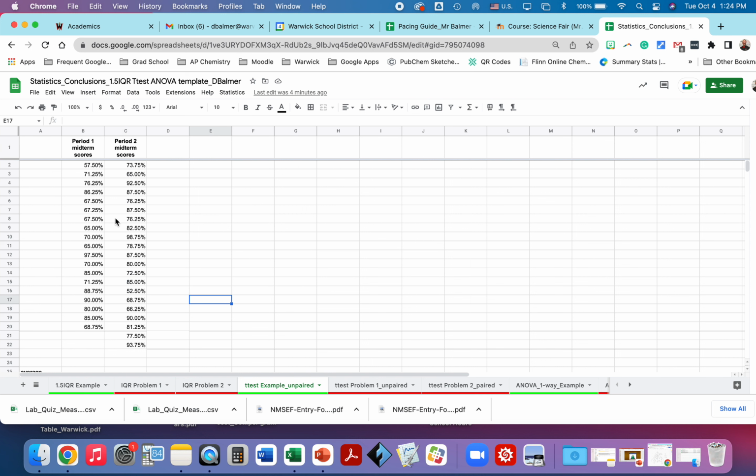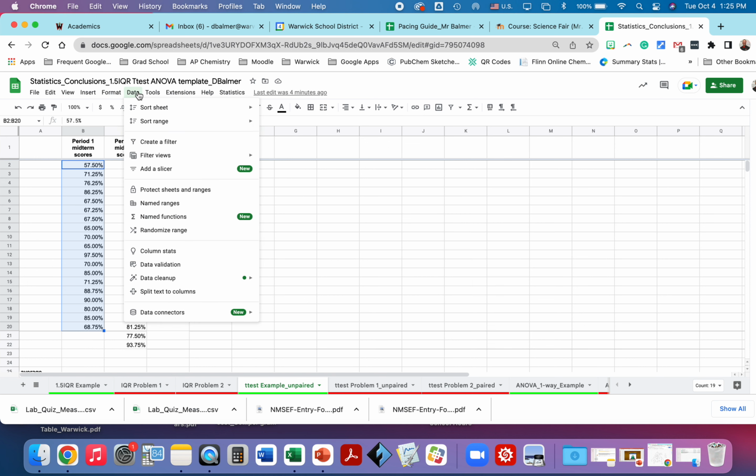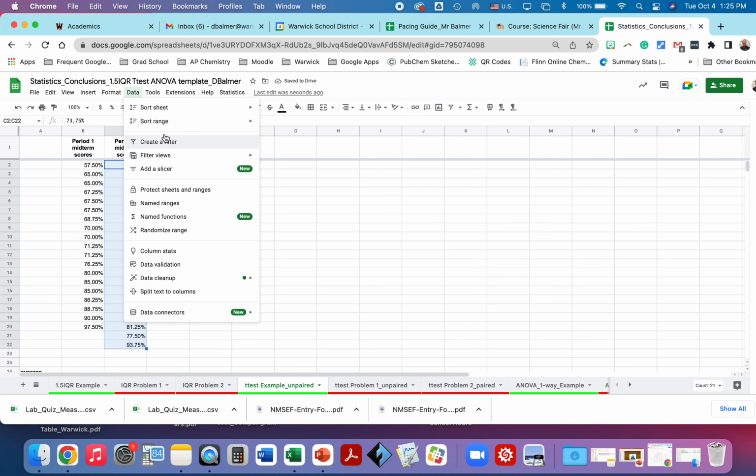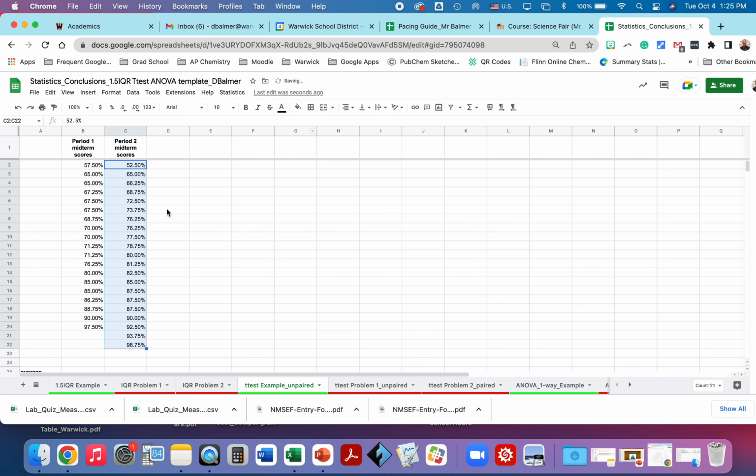So with all of this data, I think it is, no, it's not organized. So we might want to just quick organize it. So I'm going to highlight the data. Under the data menu, I'm going to do sort range, column B, A to Z. And then I'm also going to sort column C. So data, sort range, column C, A to Z.